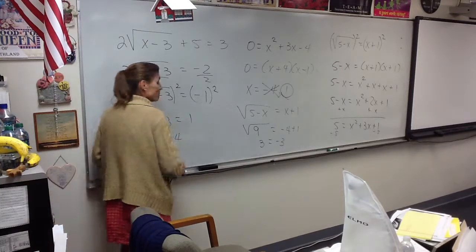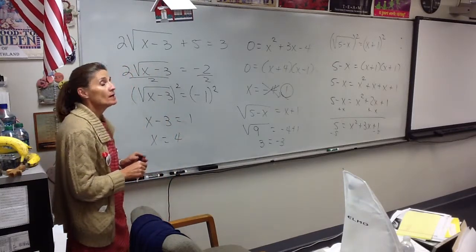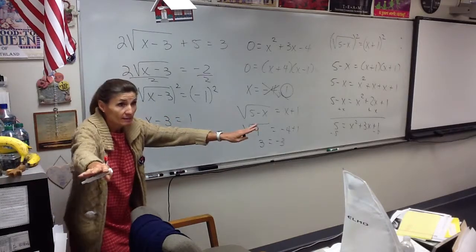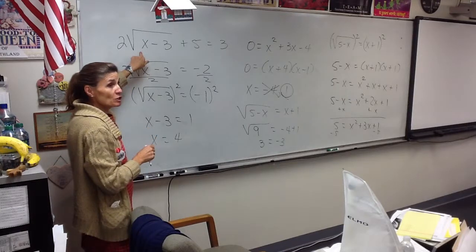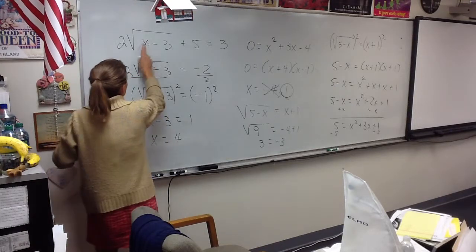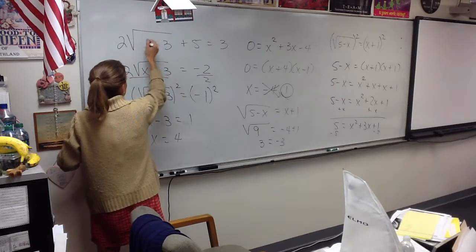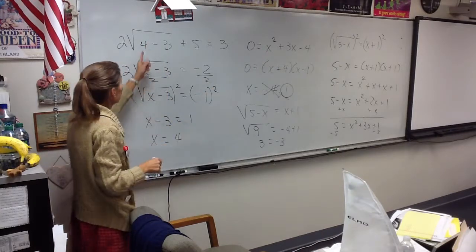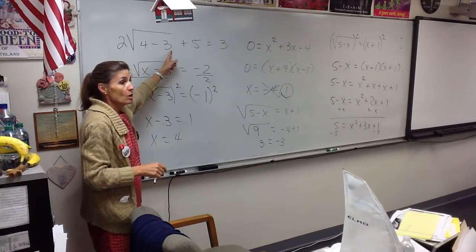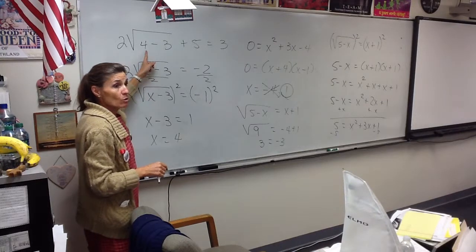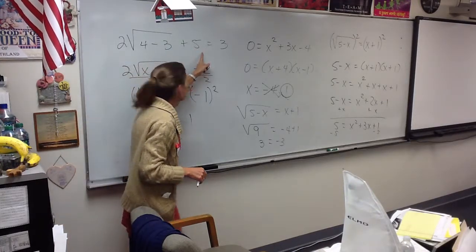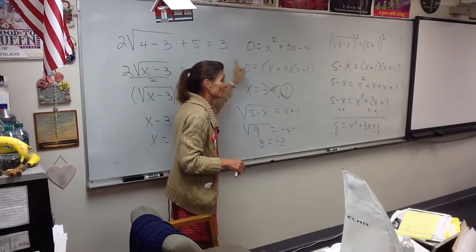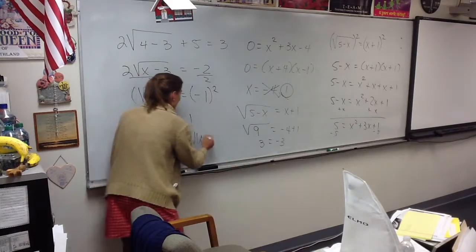How many of you got 4 as your answer? Okay, but did you check? Doesn't work. If you go back to the original problem and you put 4 in here, what's 4 minus 3? 1. Square root of 1 is 1. Times 2 is 2. Plus 5 is 7. Does not equal 3. No solution.